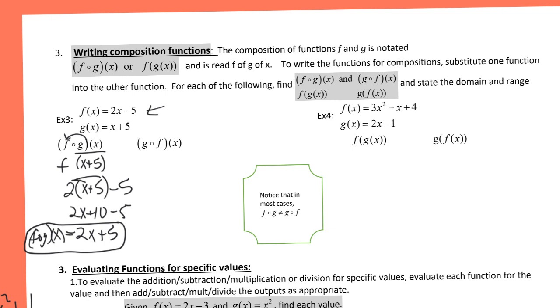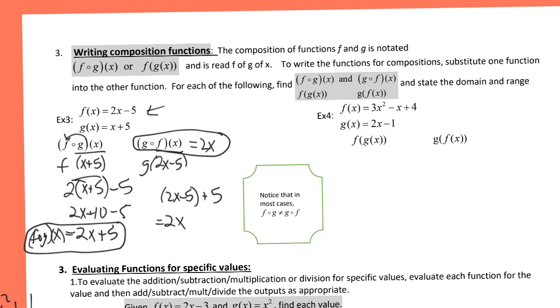g of f of x, okay, f of x goes first. You take f of x, which is 2x minus 5. You're going to put it into g. g is the bottom equation, so you're going to take 2x minus 5 and put it in place of x, and then you'll plus 5. You get 2x plus, minus 5. Okay, so it's just equal to 2x. This equals just 2x. And then again, the domain and range will be all real numbers.